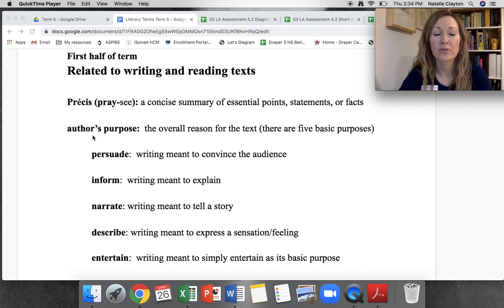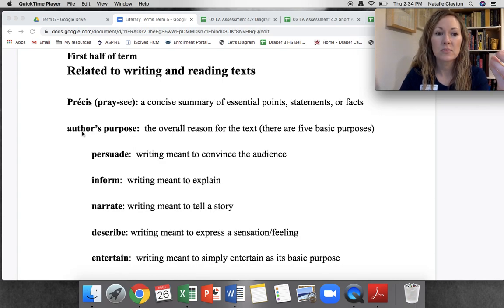Next word, author's purpose. What word? Author's purpose. The overall reason for the text. What's author's purpose? The overall reason for the text. So there are 5 basic purposes. Why is this author writing this? Is it to persuade, inform, narrate, describe, or entertain? So here are the 5 basic purposes of an author.